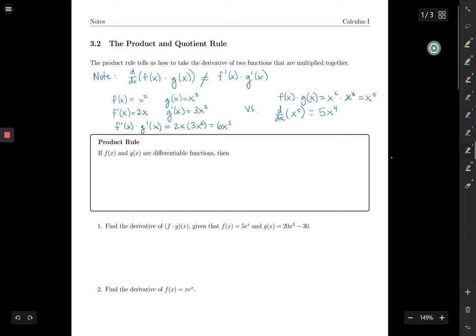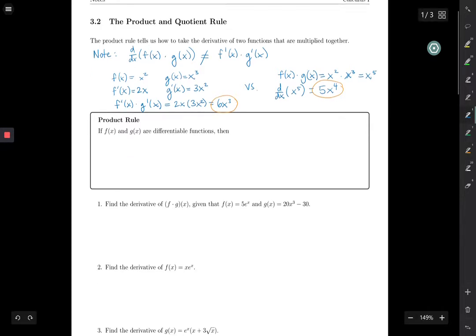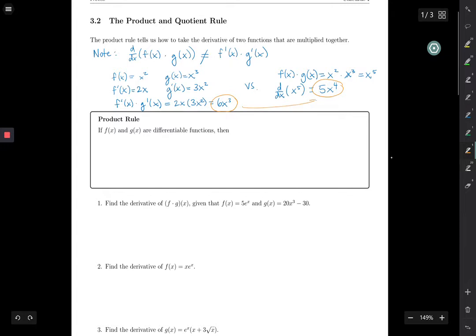So notice that when we multiplied the two derivatives together after taking the derivative separately, we got something different than when we first multiplied the two functions together and then took the derivative of that. So that indicates that the derivative of a general pair of functions being multiplied together is not going to be as easy as just taking the derivative of one and multiplying it by the derivative of the other. Okay, so this is good to keep in mind.